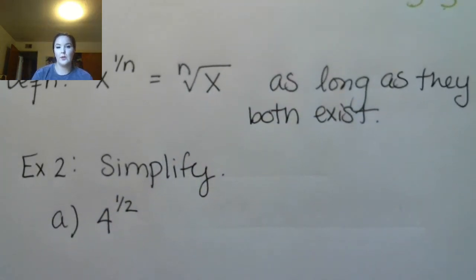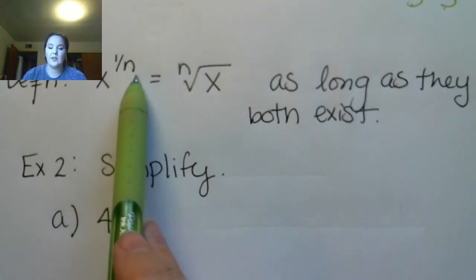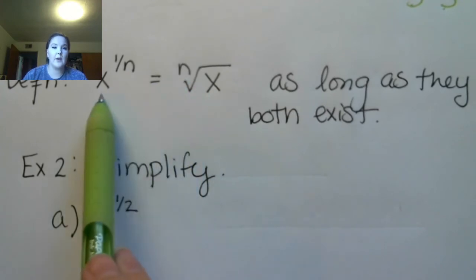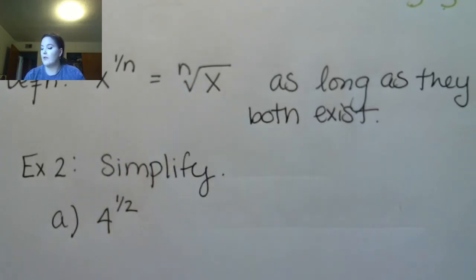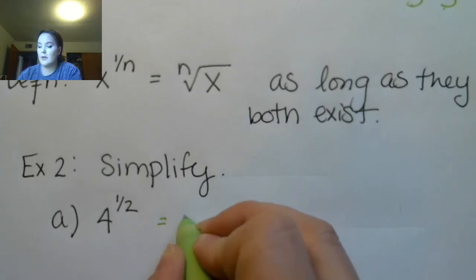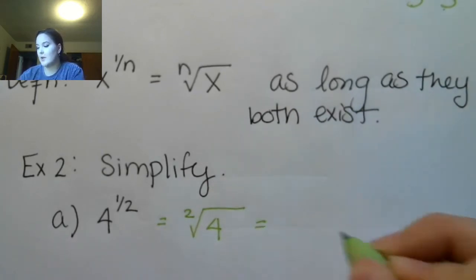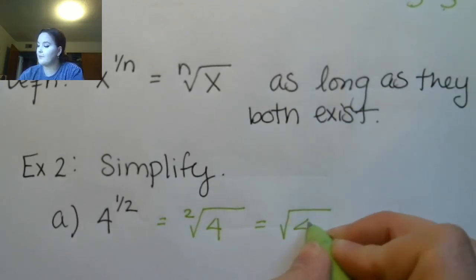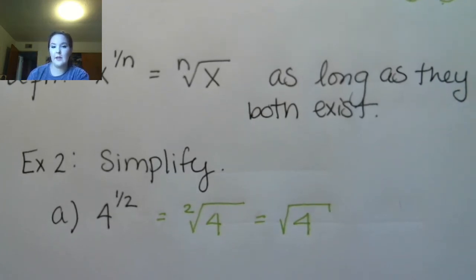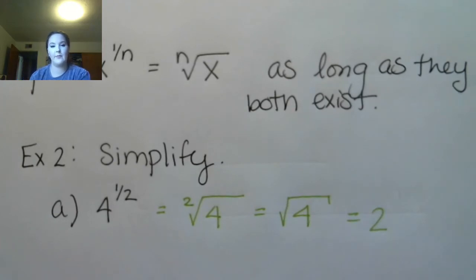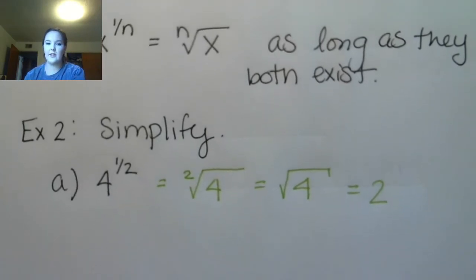You can see from the definition that the denominator of this fraction becomes the index, and the base becomes the radicand. Now, we don't really need the index in this case because we are talking about a square root. And we know that the square root of 4 is 2. So this is how you evaluate these fractional powers.